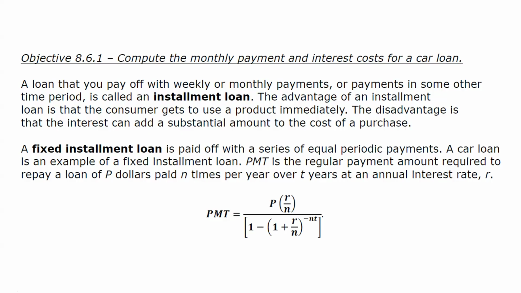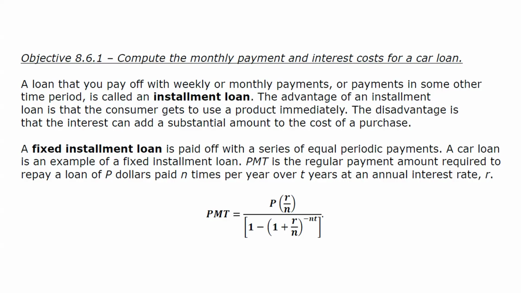So a loan that you pay off with weekly or monthly payments, or payments in some other time period, is called an installment loan. The advantage of an installment loan is that the consumer gets to use a product immediately. The disadvantage is that the interest can add a substantial amount to the cost of a purchase. A fixed installment loan is paid off with a series of equal periodic payments. A car loan is an example of a fixed installment loan.